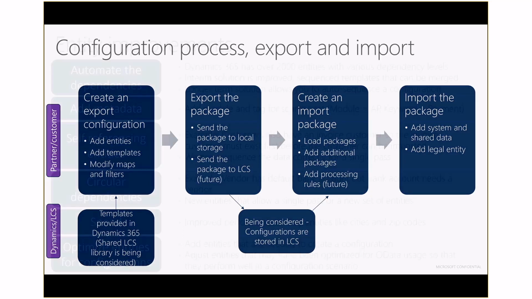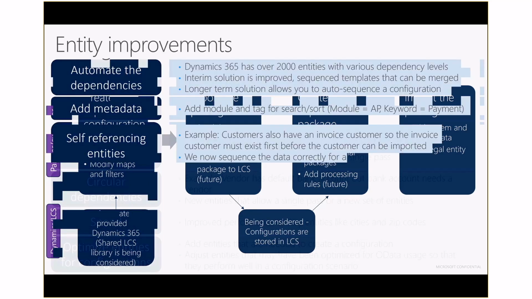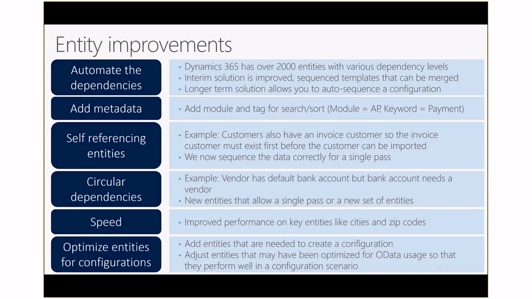Just so you understand what else we've done, part of this is about user interface, part of this is about sequencing and templates, but there's a whole bunch of things we wanted to do to make it a better experience. There are, like I said, over 2,000 entities. I think we're up to like 2,600. The number changes every day, but there's a lot of them for you to try to understand what the dependencies are between those entities. What we've done is we've sequenced those entities to take care of those dependencies for you.